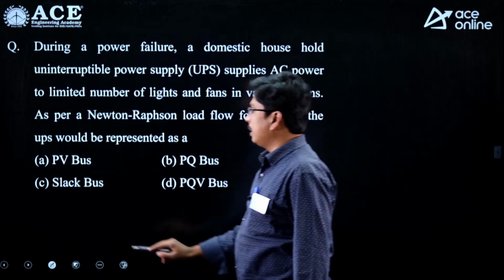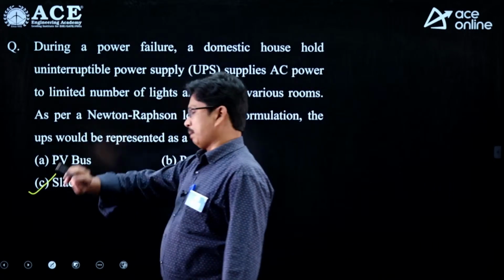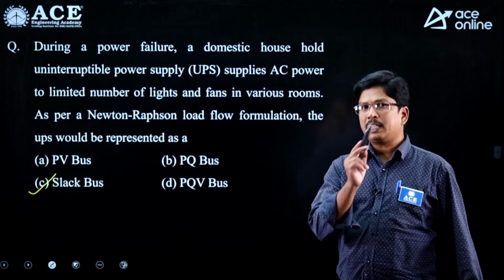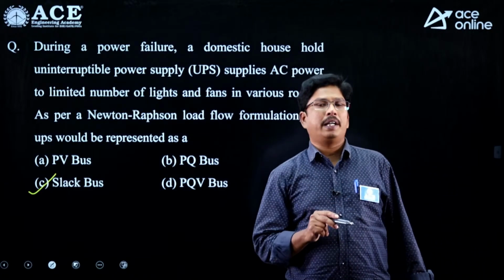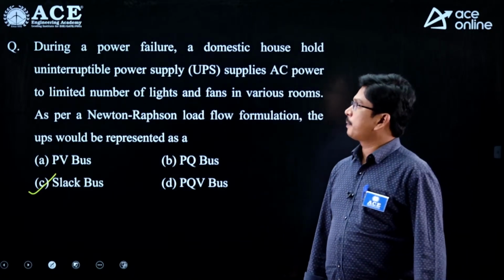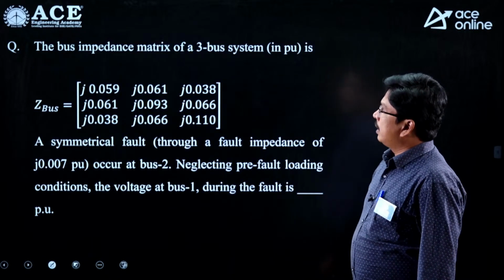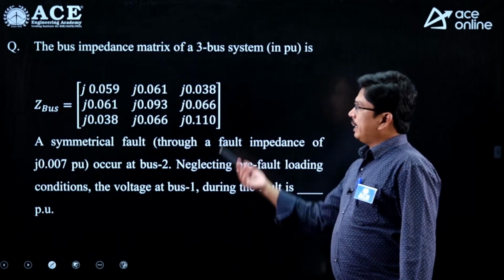So what should be the answer? It should be the slack bus. Got it, right, students? The only source which should be available under power outage condition should be the slack bus, right? Again, one of the easiest questions.